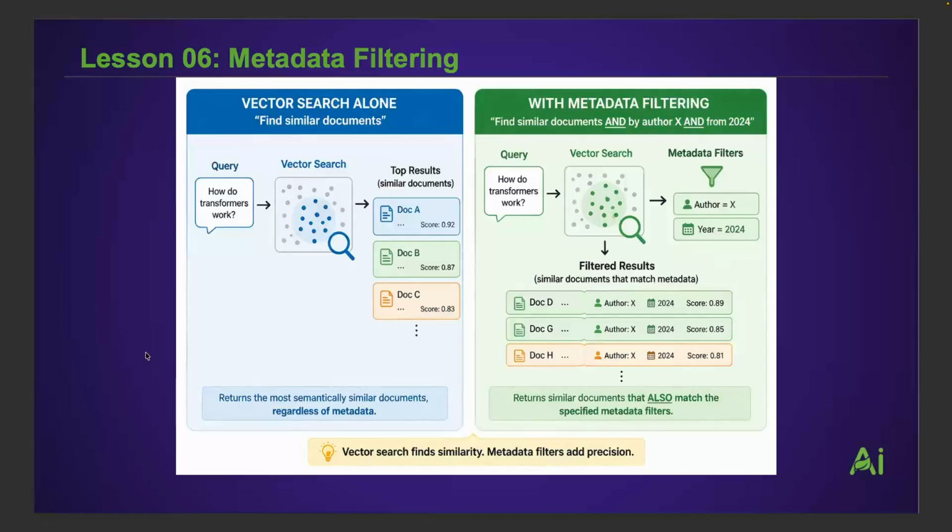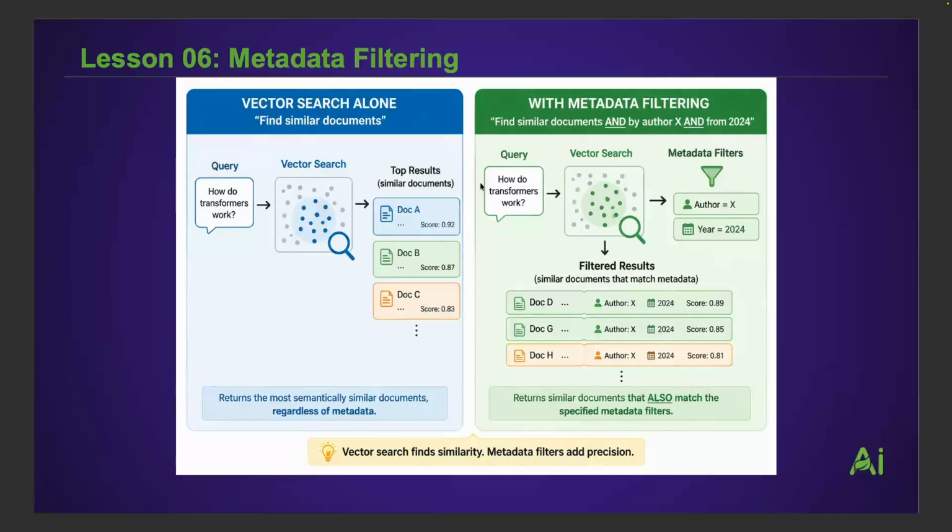Welcome. In this lesson, we are going to look at metadata filtering. Adding metadata to the documents helps us in retrieving the data. Till now, we have done queries like find similar documents. Now, with metadata, we can do queries like find similar documents by author X and from 2024. To enable this kind of filtering, we have to add metadata to the documents.